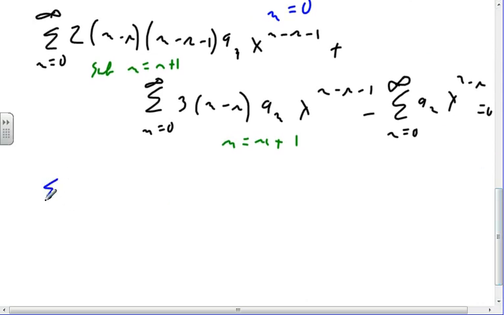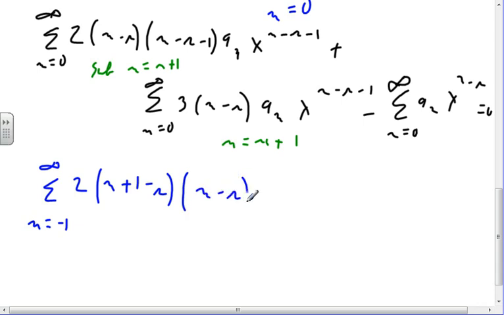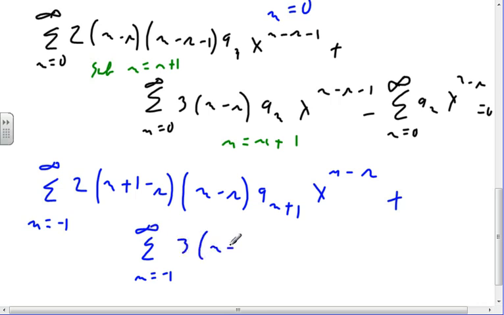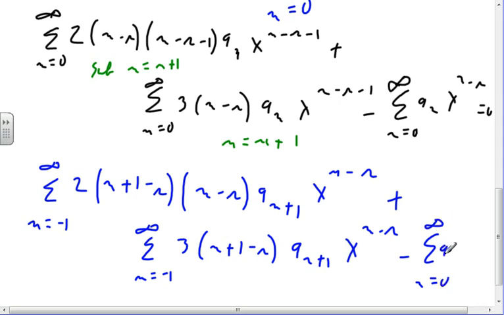Alright, so we got the summation n equals minus 1 to infinity of (2(n plus 1 minus r)(n minus r) a_{n+1} x^(n minus r)) plus the summation n equals minus 1 to infinity of (3(n plus 1 minus r) a_{n+1} x^(n minus r)) minus the summation n equals 0 to infinity of a_n x^(n minus r) equals 0.